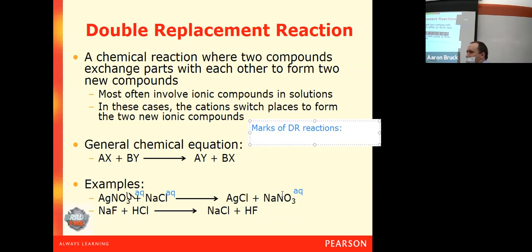From an observational standpoint, there are some key marks for double replacement reactions that usually let us know that something has occurred. One of those is something called a precipitate. I put the two solutions together, I get a solid product forming out of those two solutions. We call that a precipitate.